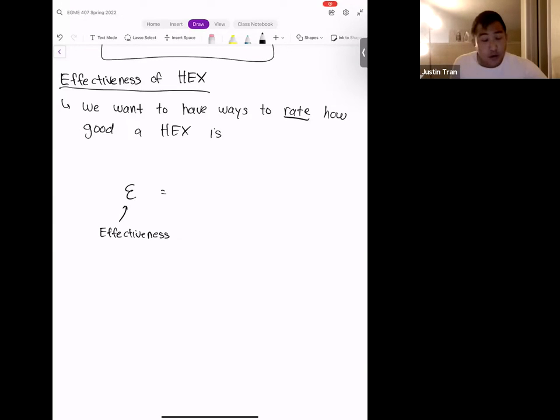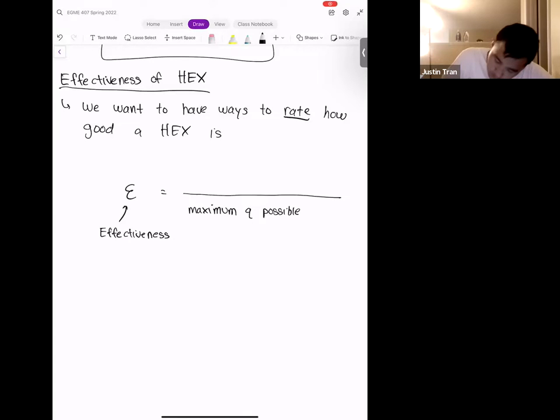Okay. And epsilon here is going to be a number, right? So it's going to be a coefficient that's between 0 and 1. Okay. And what that coefficient represents is the following ratio. And so in the denominator of this effectiveness, what we have is the maximum possible heat transfer that's theoretically possible with this heat exchanger. Okay. And so for every heat exchanger, we have what we consider to be the maximum theoretical Q possible. Okay. And in the numerator, what we have is the actual Q.